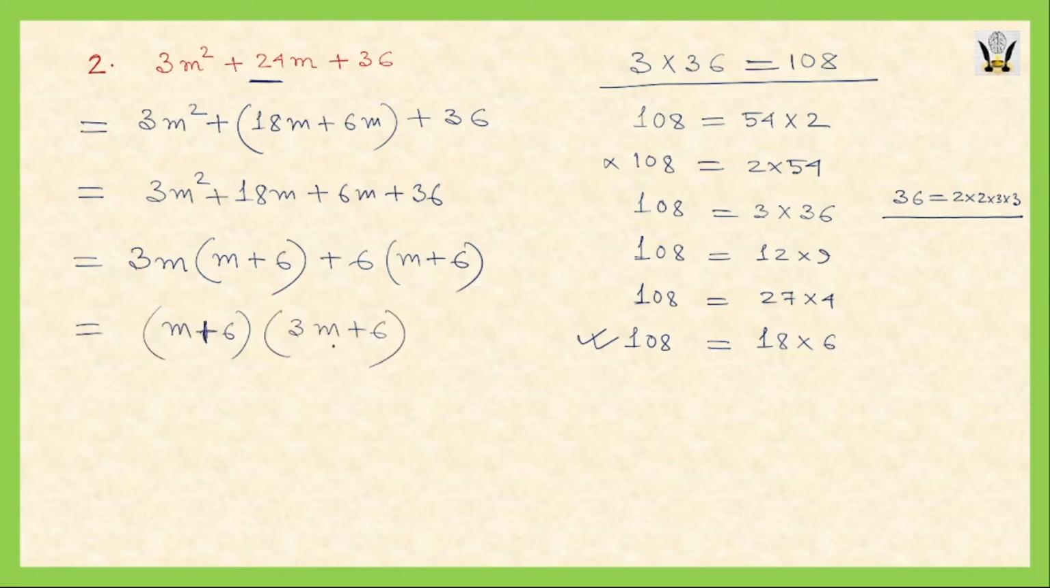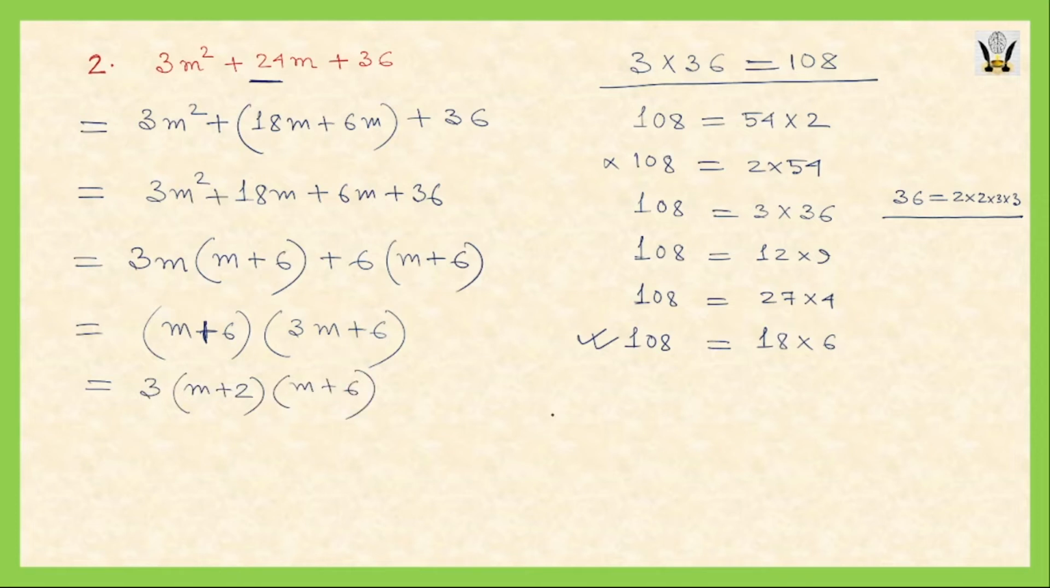Now what we can see here is that between 3m and 6 there is again a common factor, which is 3. So that again can be taken as common. So 3, and then if we take 3 common from this factor, it will be m plus 2, and here the other factor is m plus 6.